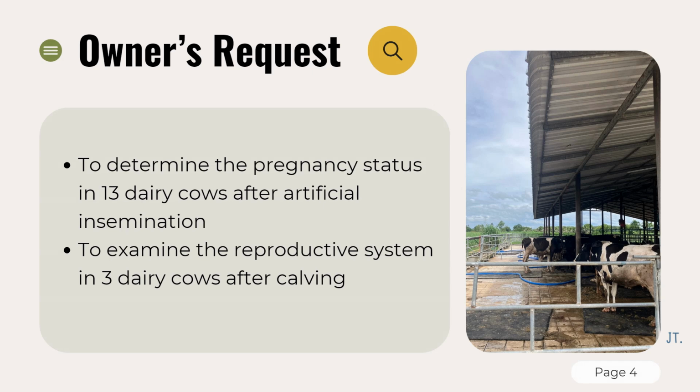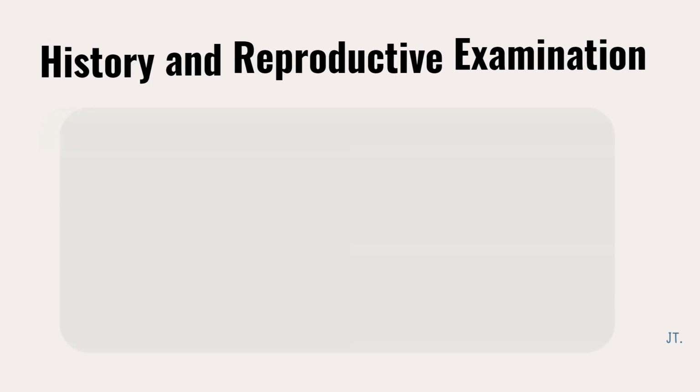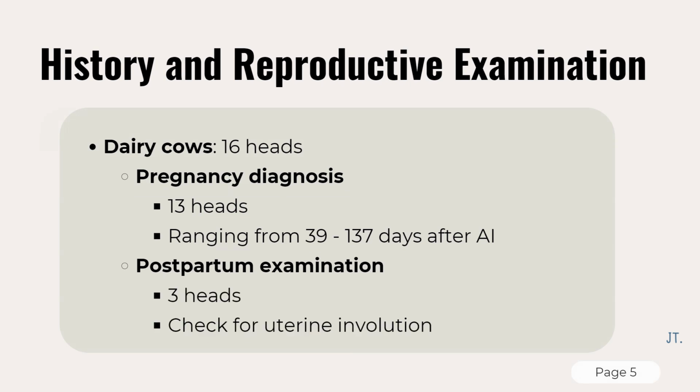This farm has requested to check the pregnancy status at 20 daily counts after artificial insemination, and also requested to examine the reproductive system in 3 daily counts after calving. History and reproductive examination: the owner requested to examine 16 counts, 13 counts for pregnancy diagnosis, ranging from 39 to 137 days after AI, and 3 counts for post-partum examination, checking for uterine involution.